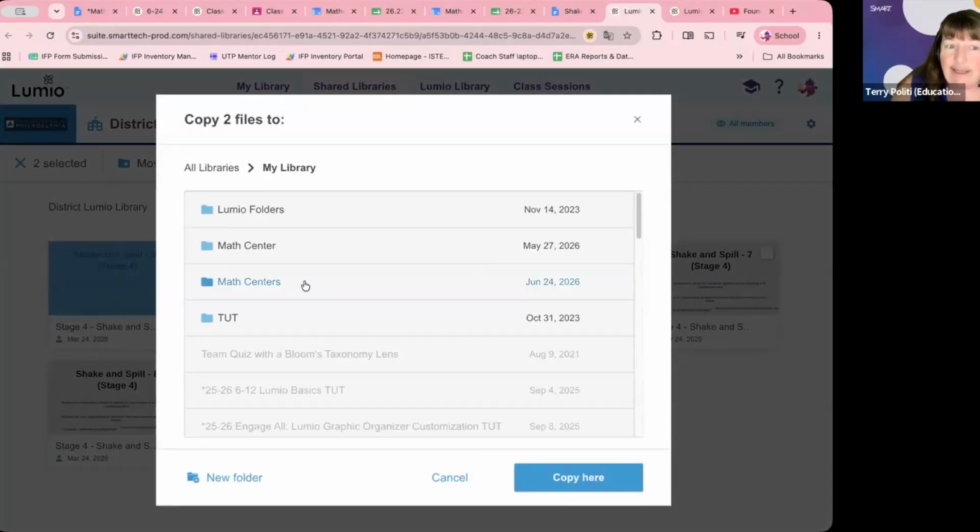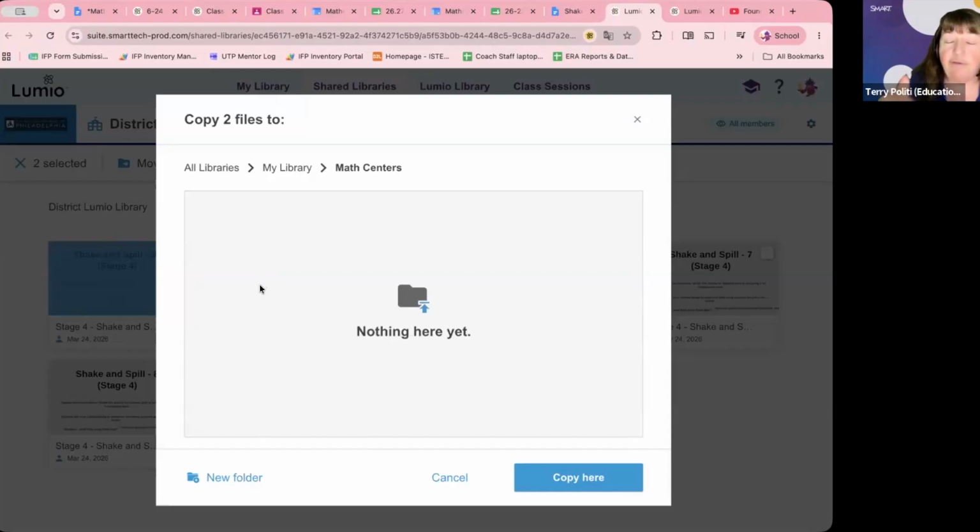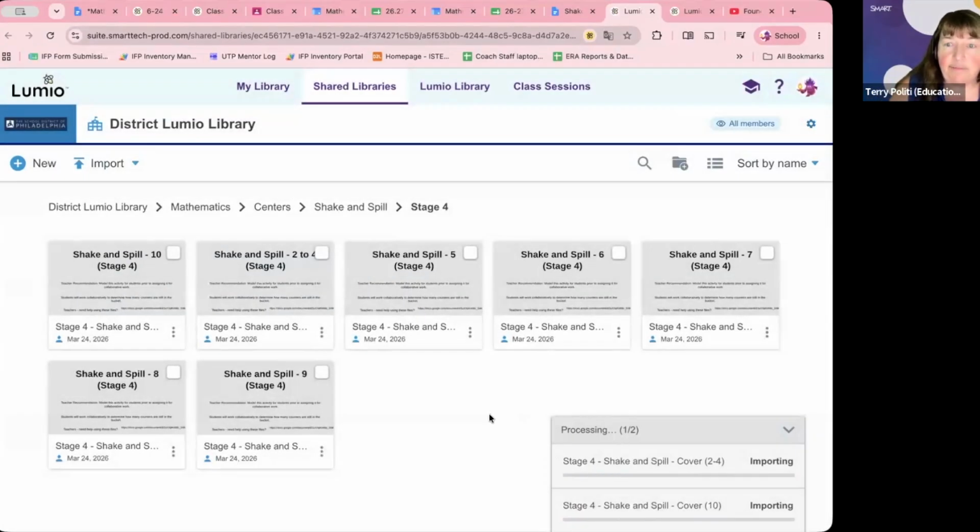So now you'll see that folder. You're going to click on that folder. If you want folders within folders for each of the games, then by all means, put another new folder in there. Because I might need counting collections and I might need shake and spills. So I might want to delineate those just to make it easier for myself. Make a new folder. Once you get your whole folder structure set, hit copy here, and you will make your own copies.